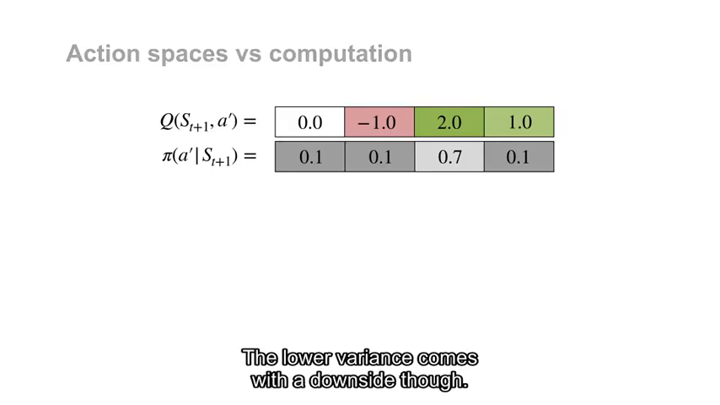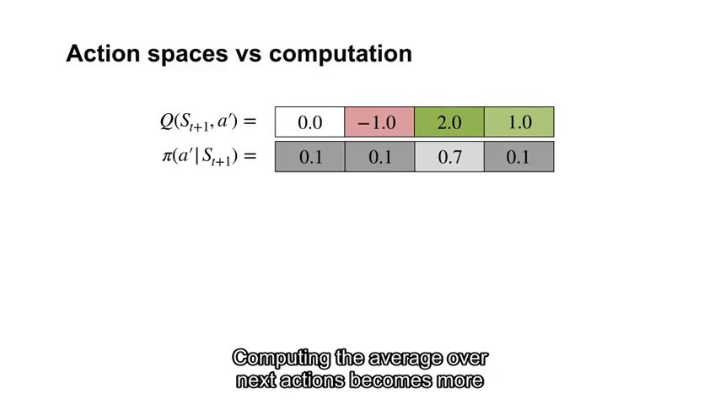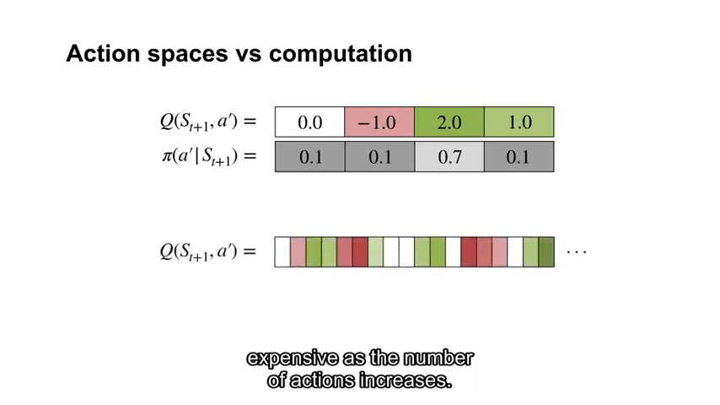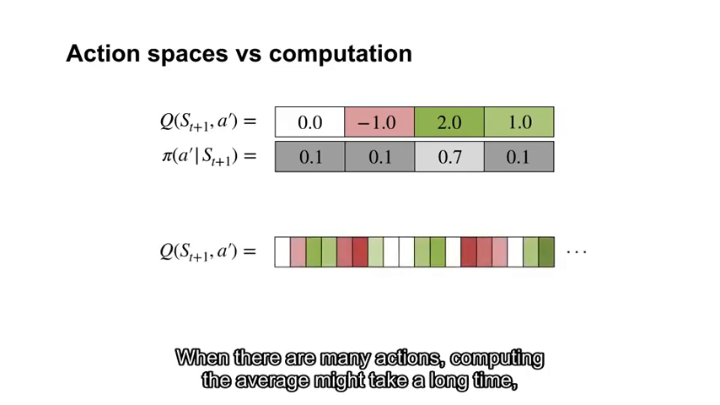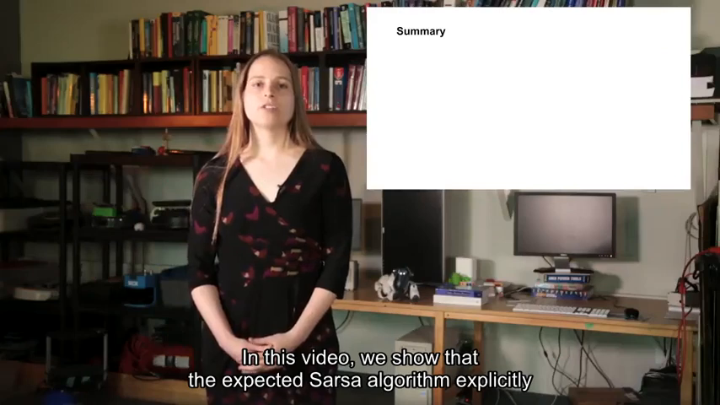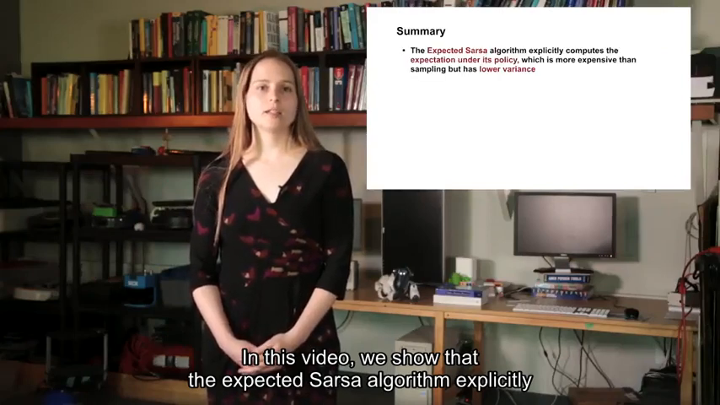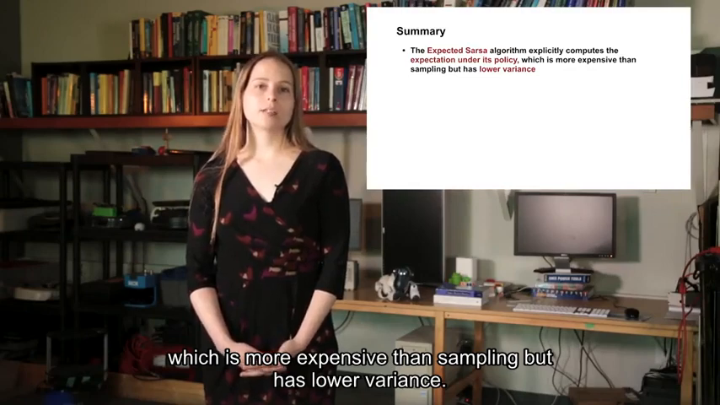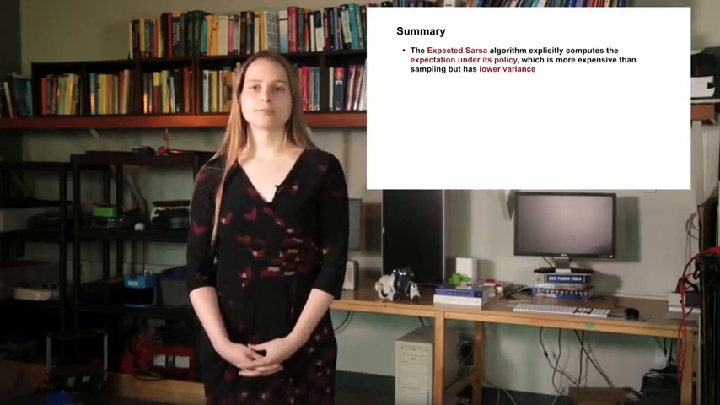The lower variance comes with a downside, though. Computing the average over next actions becomes more expensive as the number of actions increases. When there are many actions, computing the average might take a long time, especially since the average has to be computed every time step. In this video, we showed that the expected SARSA algorithm explicitly computes the expectation under its policy, which is more expensive than sampling but has lower variance.